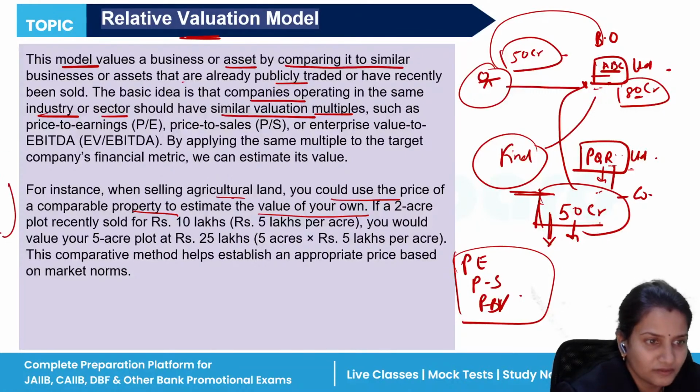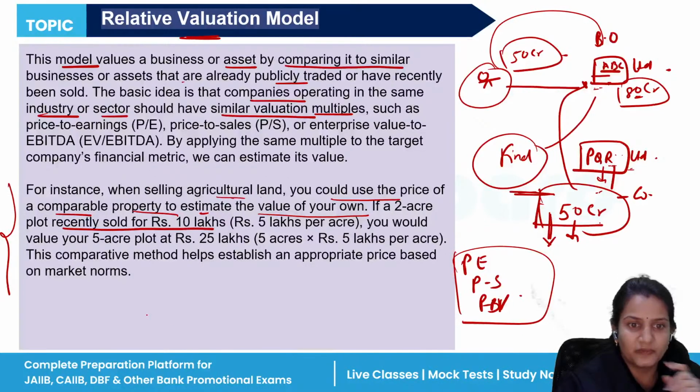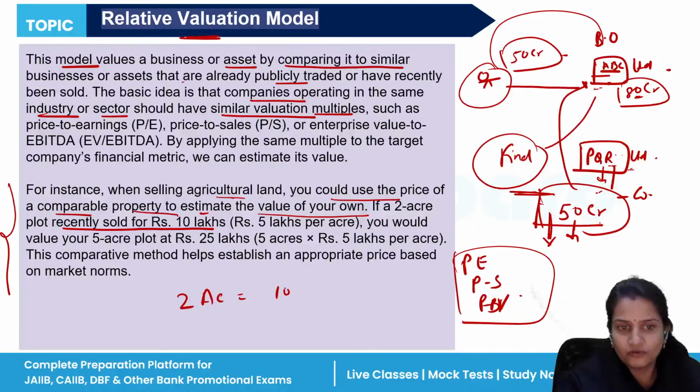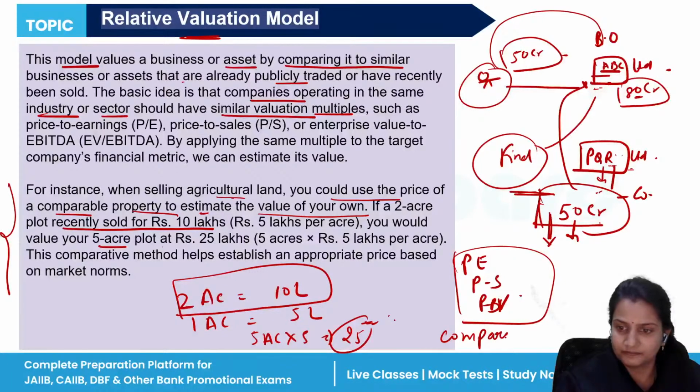Now read this example, it will be more clear to you. For instance, when selling agricultural land, you could use the price of a comparable property to estimate the value of your own land. For example, if a 2-acre plot was recently sold for rupees 10 lakh, it means 1 acre is how much? 1 acre is 5 lakh rupees. Now, you would value your 5-acre plot at 25 lakh. What is the value of 5 acres? 5 into 5, that comes to 25. So with the help of this value, you have found the value of your land. So this is the relative valuation model. We call it the comparison model also.